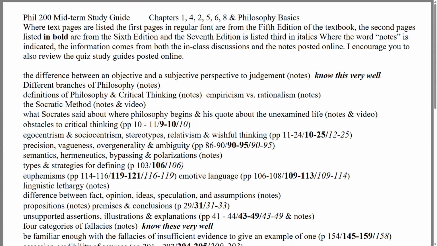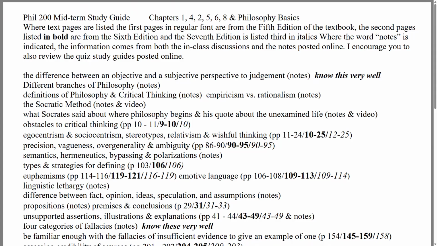The types and strategies for defining, you'll find those in the textbook, the different ways that we look at definitions, whether they be definitions that come from the dictionary, lexical ones, definitions that we create on our own to stipulate meanings, or definitions that try to persuade people of things. All of those, you'll see that there's a nice little box there that has a listing of all of them on those pages.